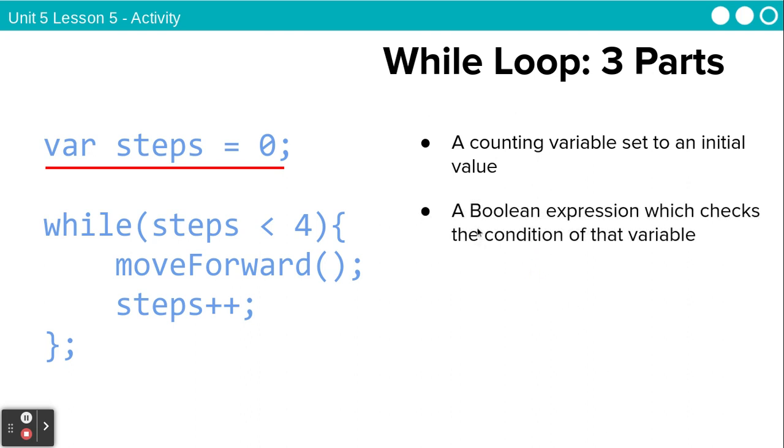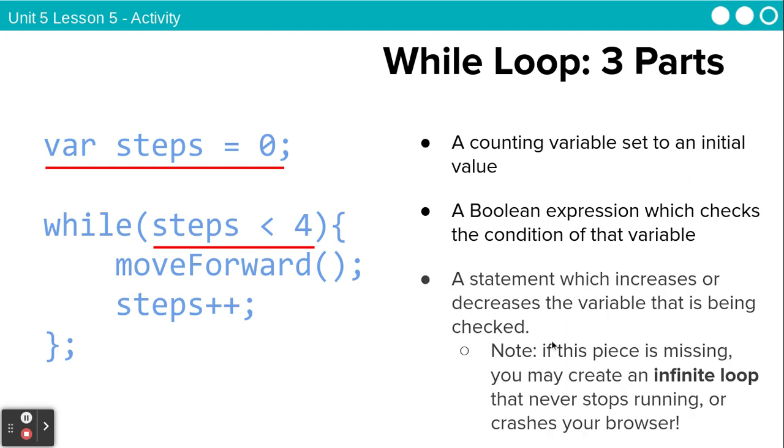The next important part is a Boolean expression which checks the condition of that variable. So it's asking you, are your steps less than, in this case, 4? If so, then you're going to do these things. If not, you're going to exit the loop. And basically, a Boolean expression is just a yes or no question.